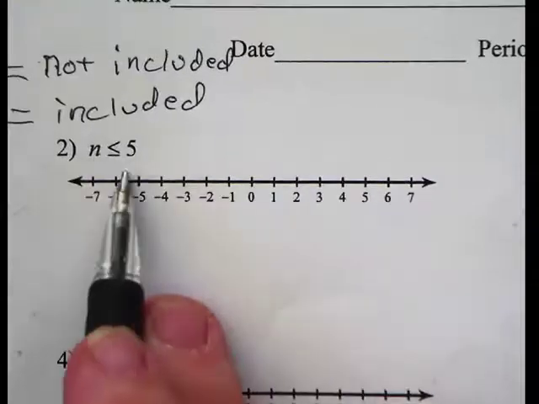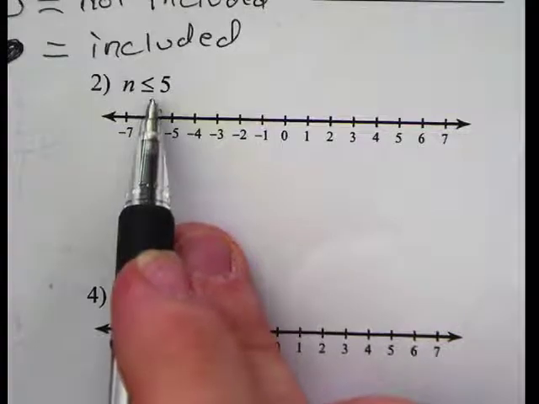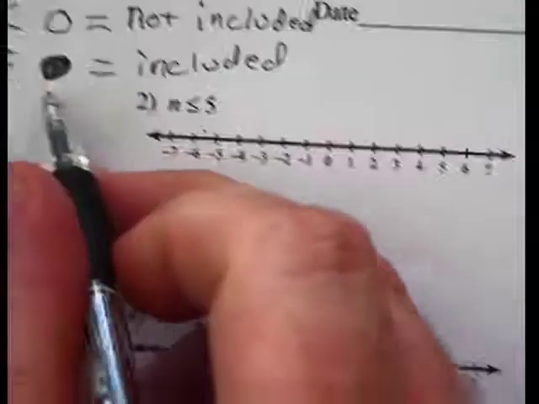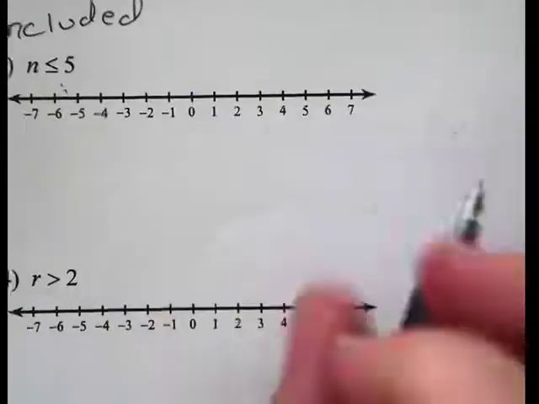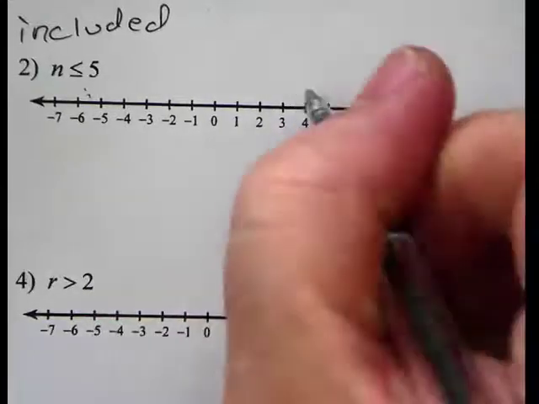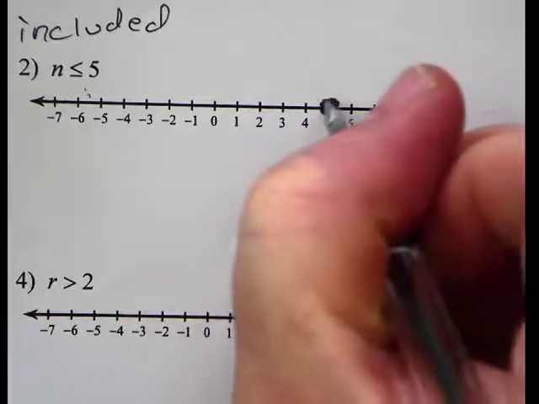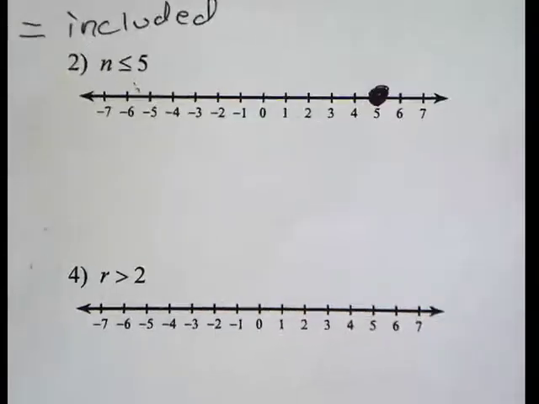Okay, so in this case, we have n is less than or equal to 5. I have the word equal, so I know it's a filled in circle. Because it's equal, it's filled in. So on the 5, I'm just going to create a filled in circle and make it big enough so that you can see it, just like that.